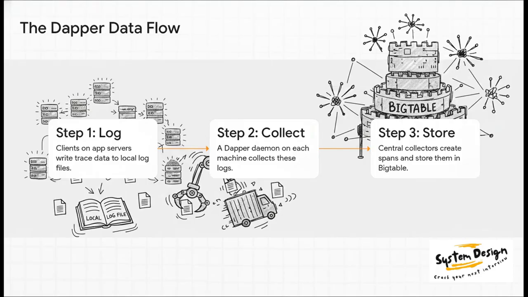It's really just a 3-step dance. Step 1, the application just writes the trace info to a plain old log file on its local machine. Nothing fancy. Step 2, a little background process on each machine just scoops up those logs. And finally, step 3, central servers pull all that data, put it together into the spans and traces we talked about, and store it all in Google's giant Bigtable database. That's it. Simple, tough, and it just works.